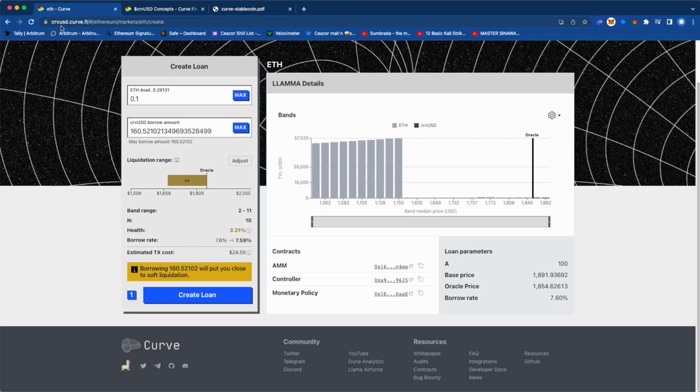Today we're going to take a look at crvUSD, Curve's stablecoin. Now before I get into this, I do have a flowchart for you, but I will caveat this with this.